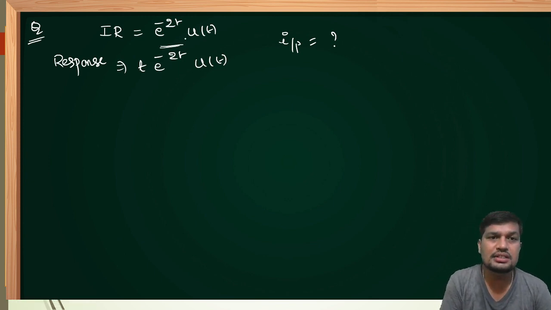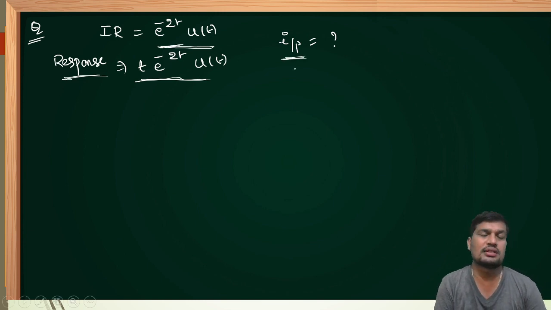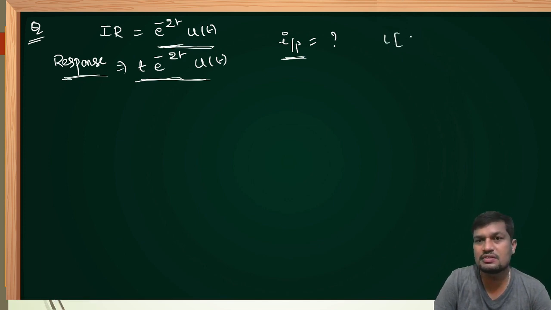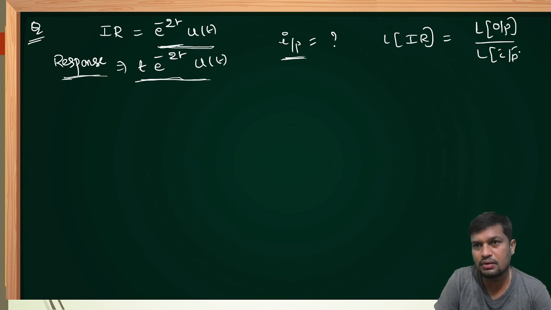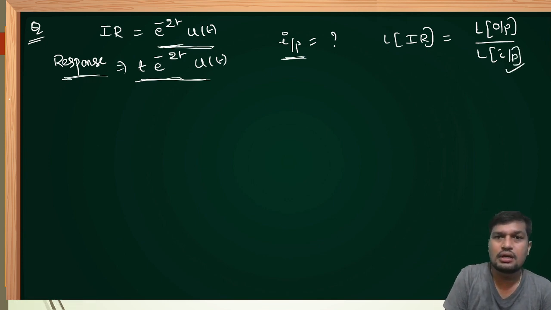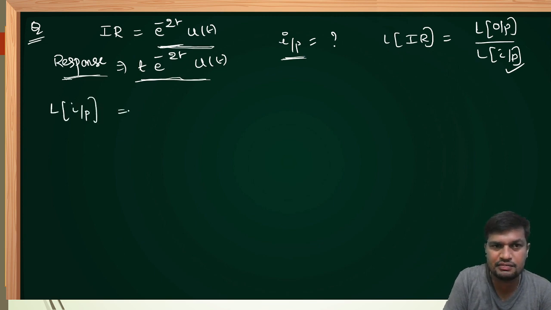The impulse response of the linear system is given as e power minus 2t u of t, and to produce a response or output of t into e power minus 2t u of t, what is the value of the input being asked. Okay, now input, output and impulse response are given, therefore we have to use this formula: Laplace of impulse response is equal to Laplace of output upon Laplace of input. From this, what is unknown? Laplace of input. Therefore, I can rearrange the equation: Laplace of input is equal to Laplace of output upon Laplace of impulse response.